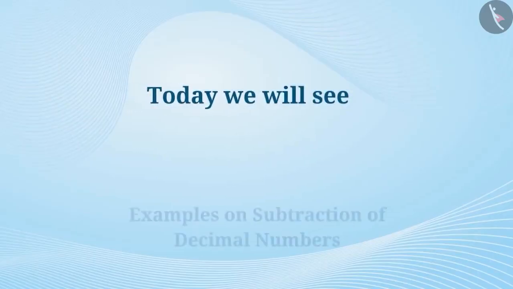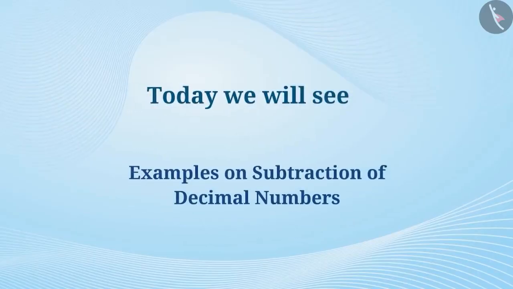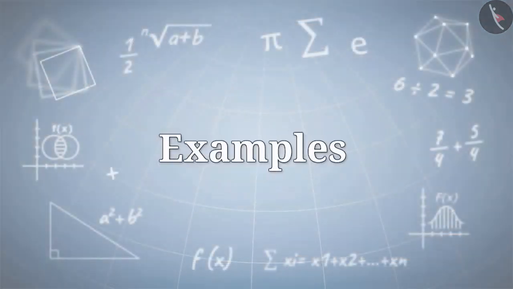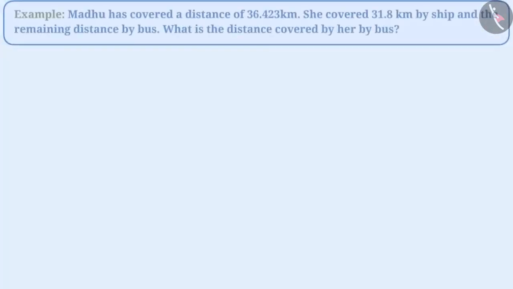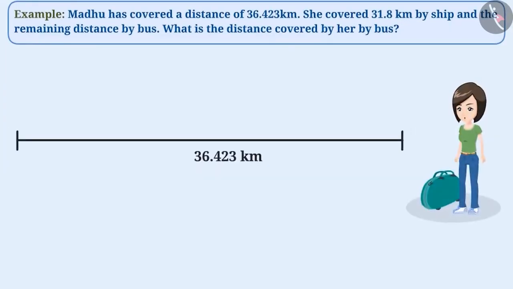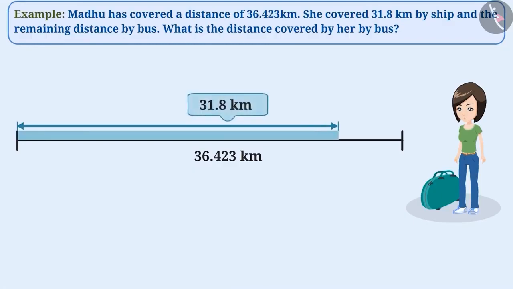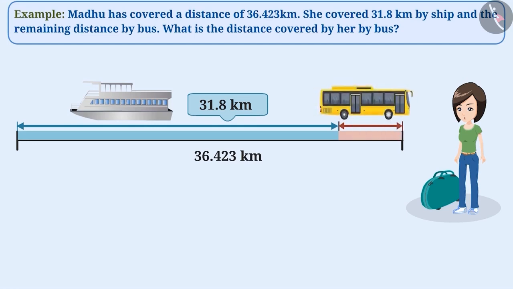Today, we will see examples on the subtraction of decimal numbers. Madhu has covered a distance of 36.423 kilometers. She covered 31.8 kilometers by ship and the remaining distance by bus. What is the distance Madhu had covered by bus?